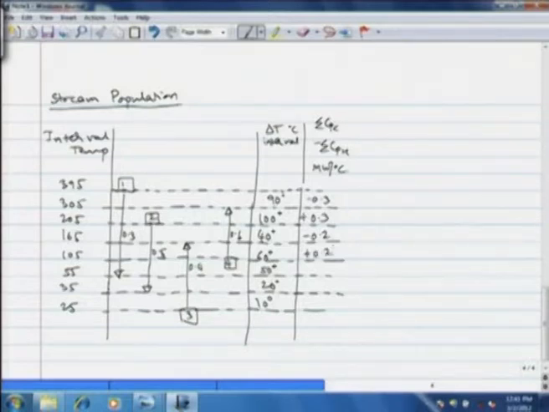in each interval. Like for example, in the interval between 165 to 105, we have all four streams, two hot streams and two cold streams. Summation CPC is 0.4 plus 0.6, that is 1, and summation CPH is 0.3 plus 0.5, that is 0.8. So 1 minus 0.8 is plus 0.2, and similarly you can go ahead. I am giving directly values.